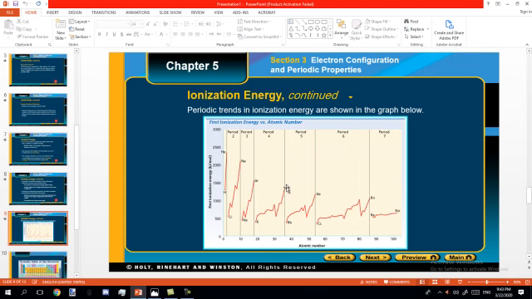Why? Because the inert gases are stable. They are stable enough. They don't want to gain or lose any electrons. So if you try to break this stability of the inert gas, you will need more energy, more than you can expect, because you will break the stability of this inert gas. So inert gas has the highest ionization energy ever.